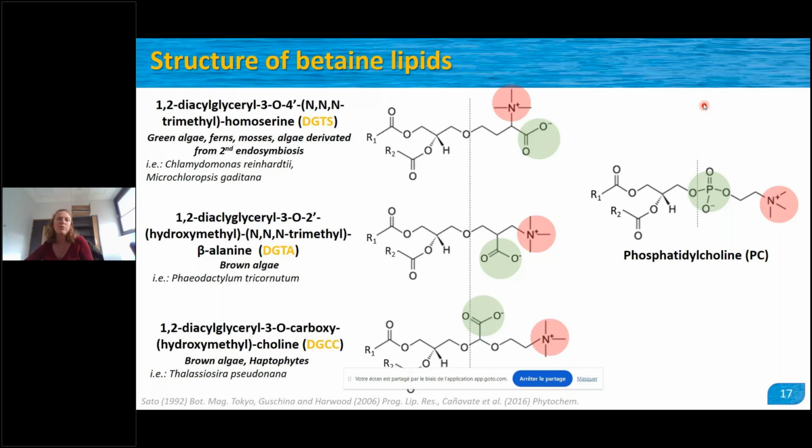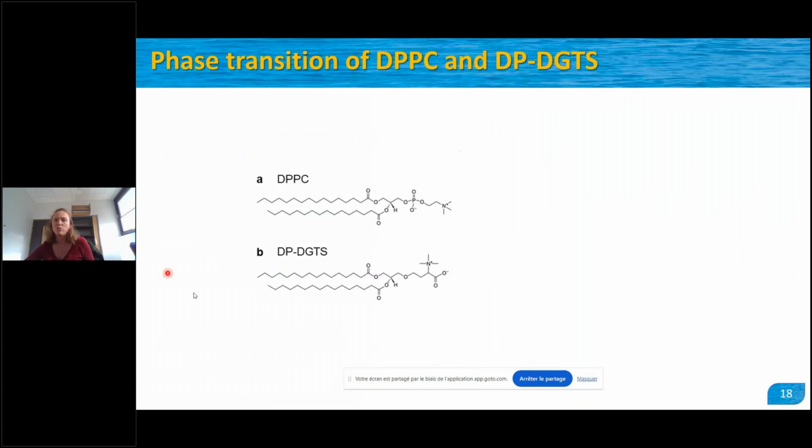Because DGTS is the only one that is available commercially, we used DGTS from Avanti and compared it to phosphatidylcholine. For that, we used dipalmitoyl DGTS and dipalmitoyl phosphatidylcholine. So that's the structure we used for comparison.